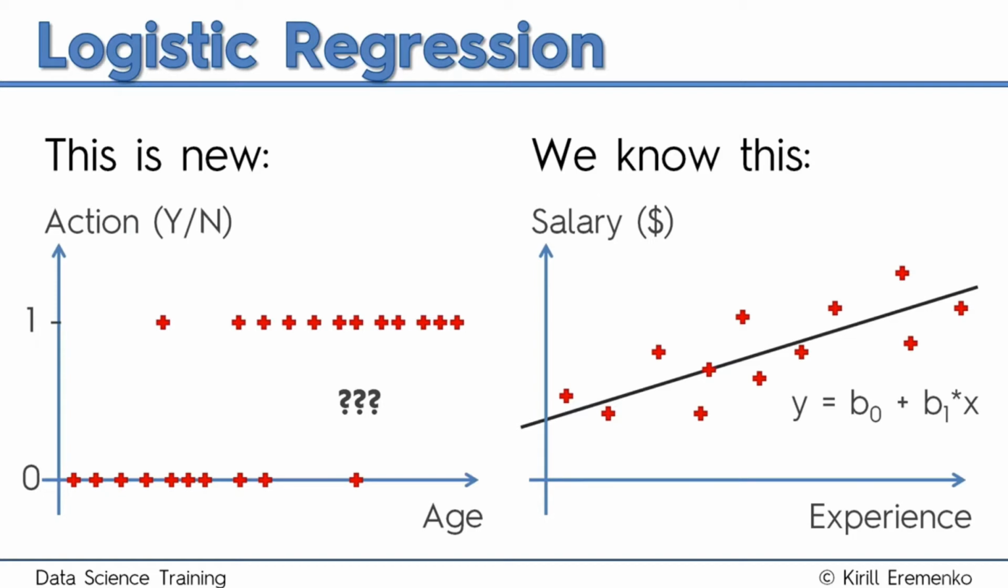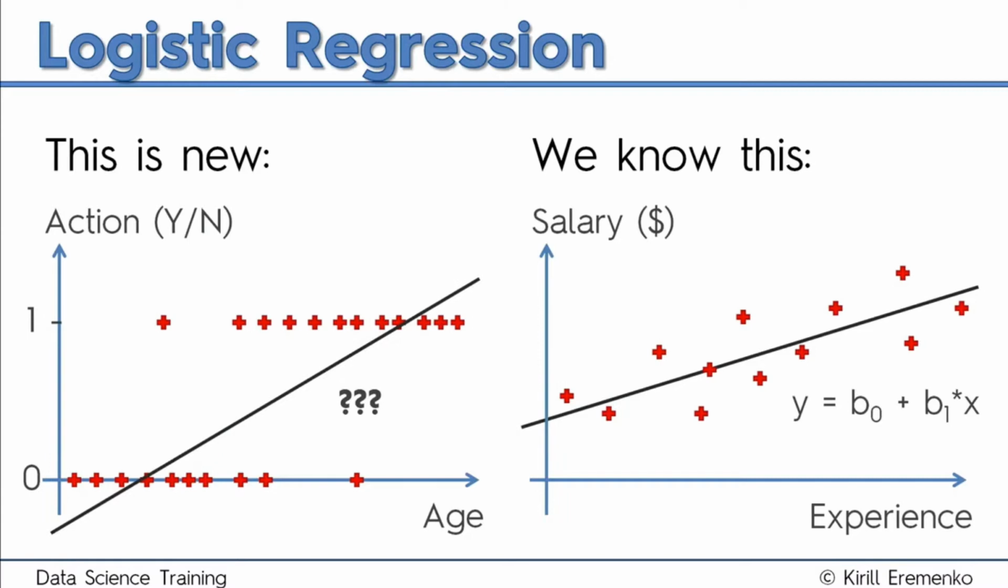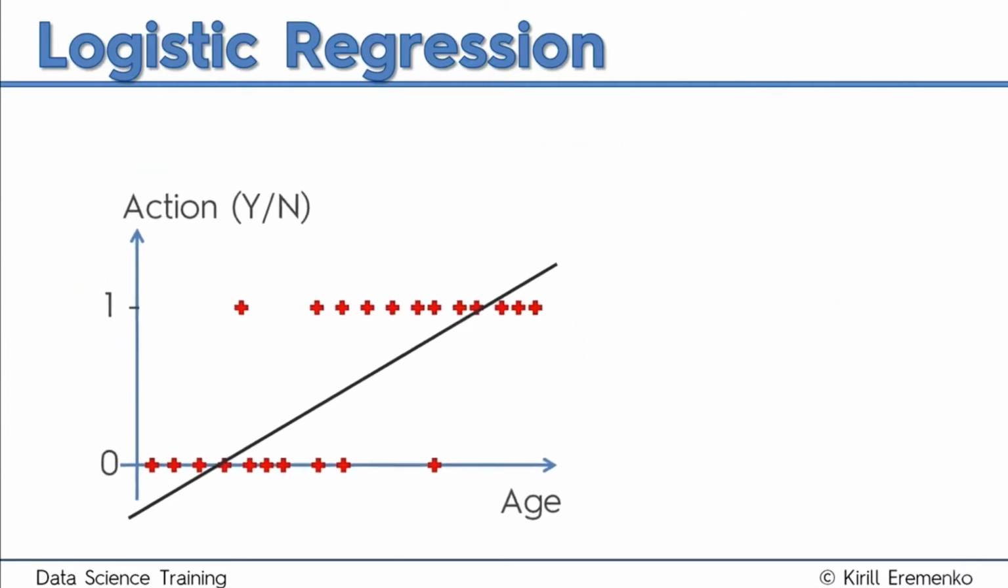So can we somehow model this? How about we try the existing method in our toolkit, which is linear regression. Let's run a linear regression, and that's what it looks like. As you can tell, it doesn't look like the best method to solve this problem. So let's look into this in a bit more detail.